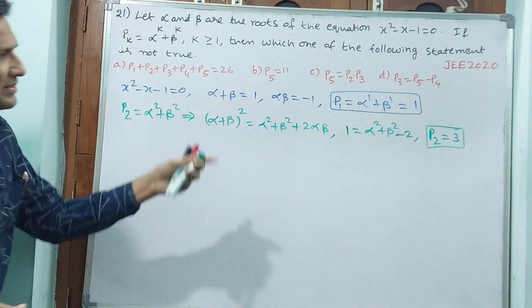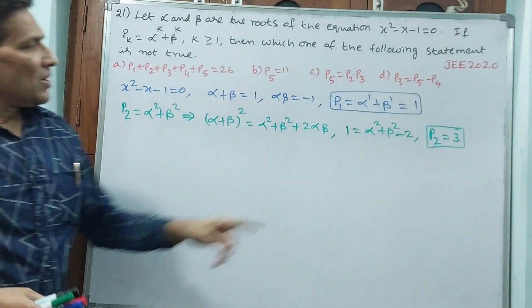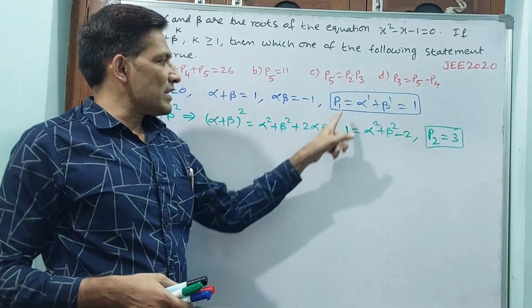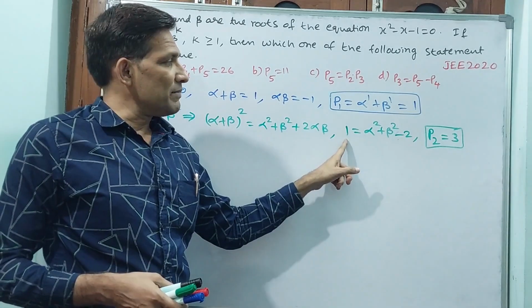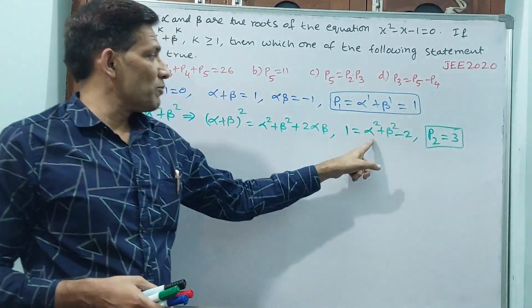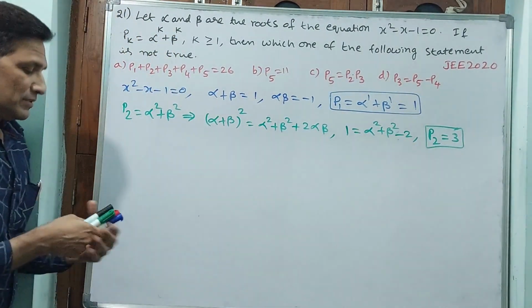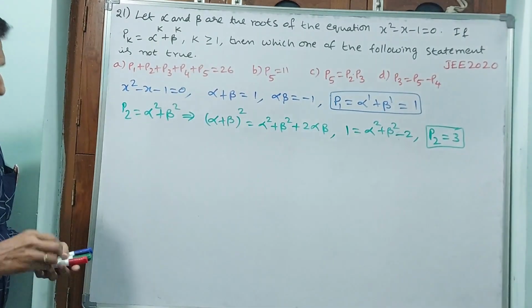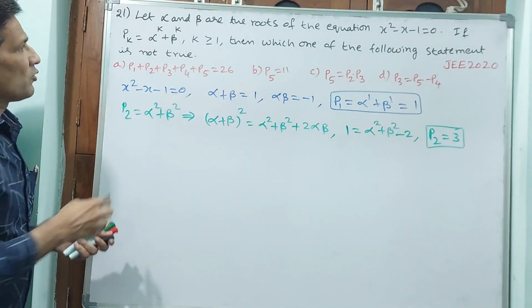Okay, I don't have space, that is why one step I have jumped. Alpha square plus beta square is equal to, minus 2 goes this side, means plus 2, and 1 plus 2, 3. This is p2. Alpha square plus beta square is p2. Okay, now go for alpha cube plus beta cube also.